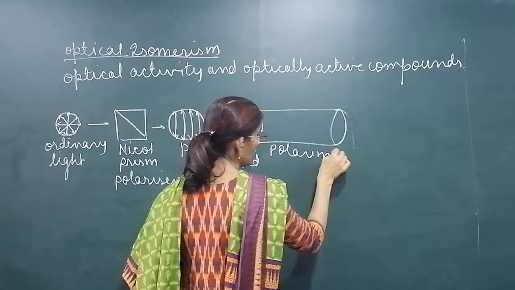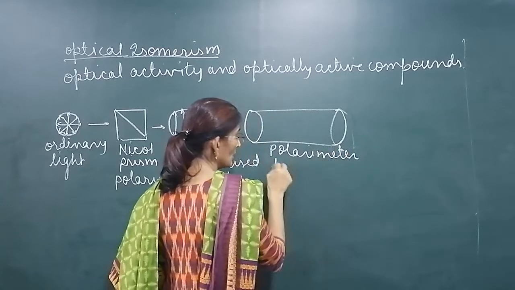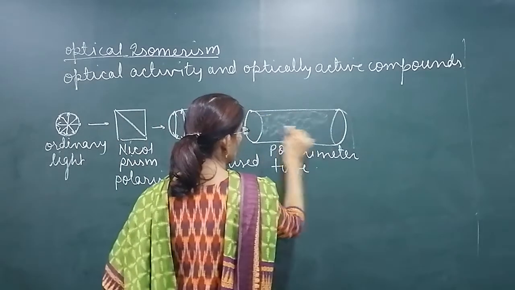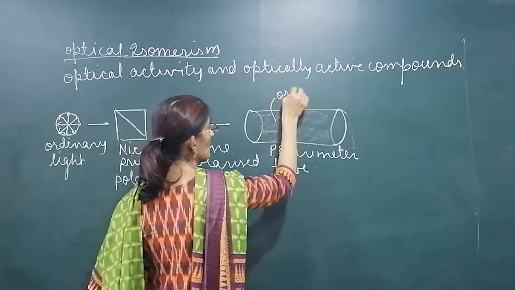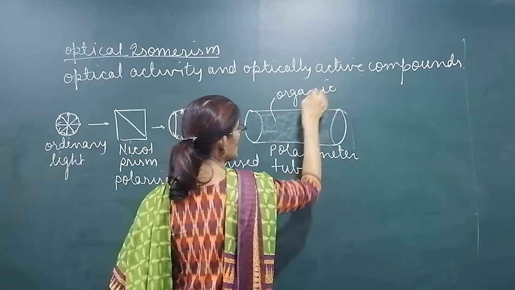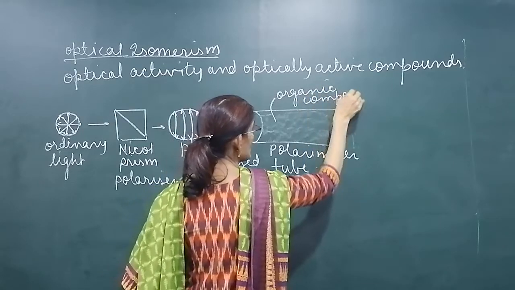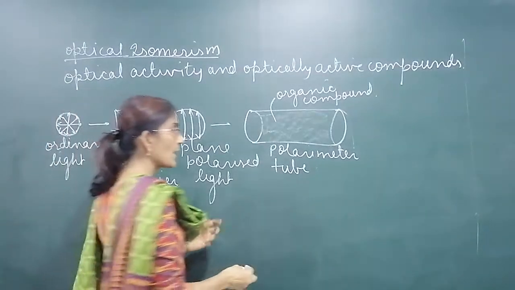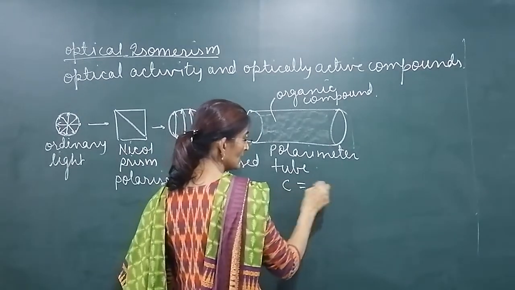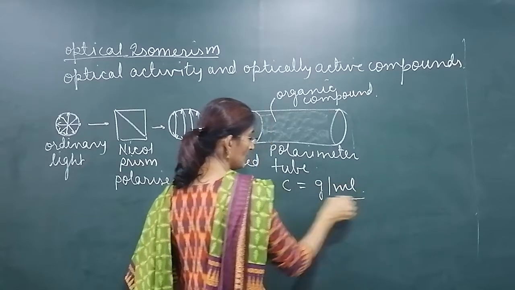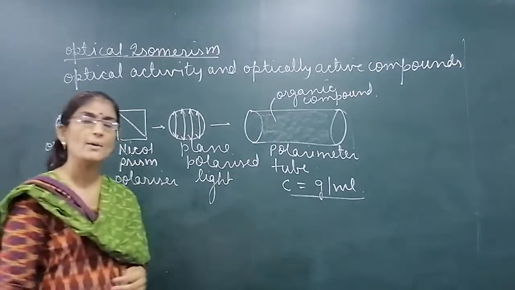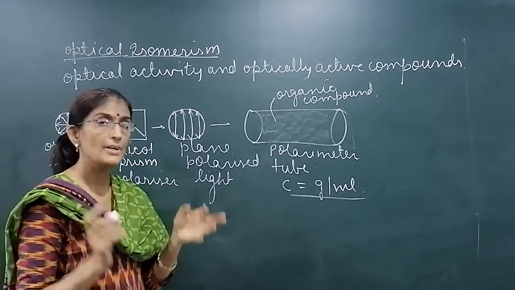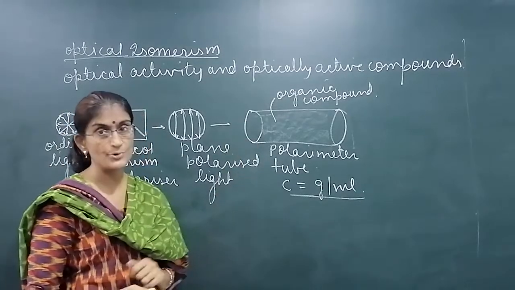in this polarimeter tube, we have to fill the compound whose optical activity we want to find out. Make a solution and fill it in the tube. The organic compound which you want to test, whether this compound is optically active or not, its solution is filled in it and its concentration is measured in gram per ml. Suppose 2 gram in 10 ml or 1 gram in 50 ml. We should know how much gram in how much ml will dissolve a compound to prepare a solution.